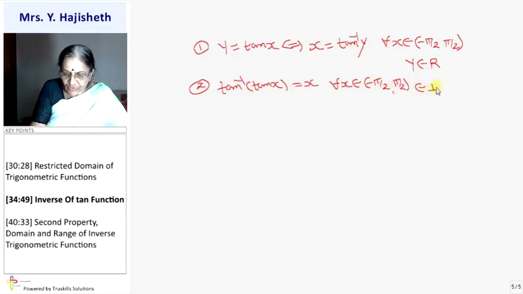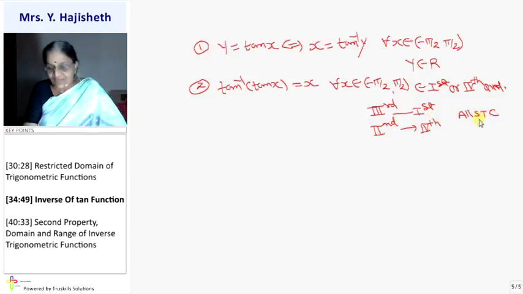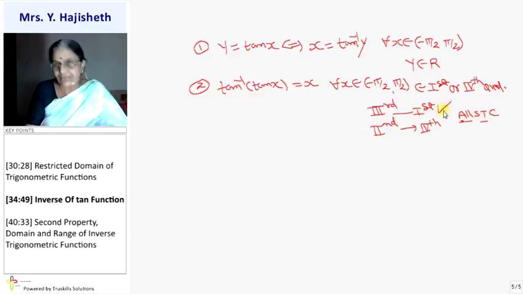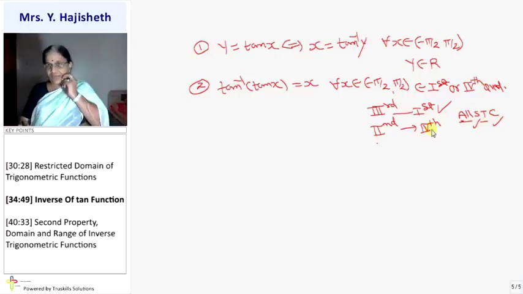Matlab first or fourth, okay? But my tan is positive in first and third. So third ka answer kis mein aayega? First mein. Because positive ke liye first hai. And second ka answer kis mein jayega? Fourth mein. Because all STC you learn in your 11th science. So tan is positive in first and third. So for positive we have first quadrant and tan is negative in second and fourth. For negative we have fourth quadrant. Right? So for second and fourth answer is in fourth and for third and first answer is in first.